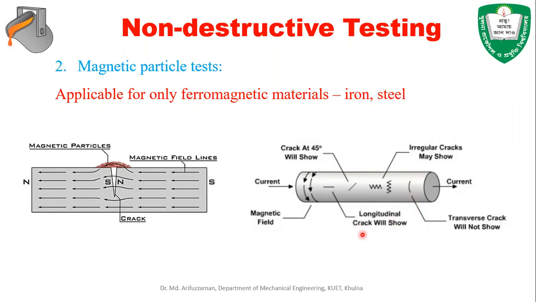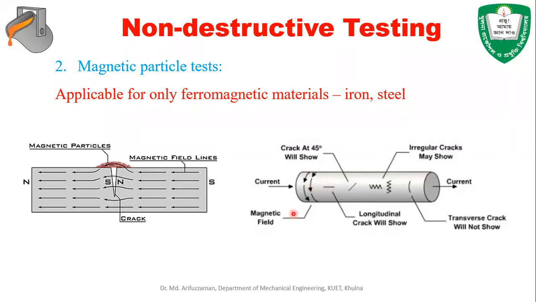So the summary is that if you want to visualize a crack using the magnetic particle test, you have to apply the magnetic field in such a way that the magnetic field lines stay perpendicular to the crack that you are trying to detect. The thing is, you don't know which way the crack is, which angle the crack is appearing at.